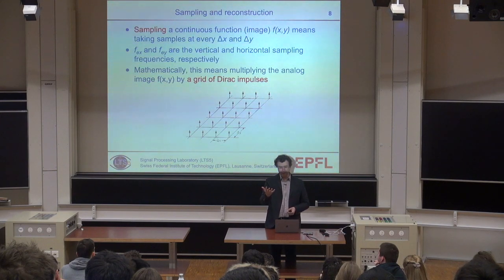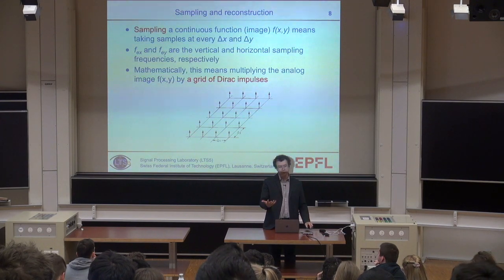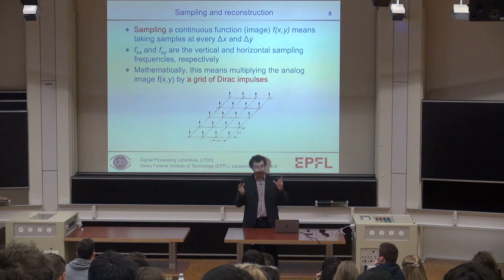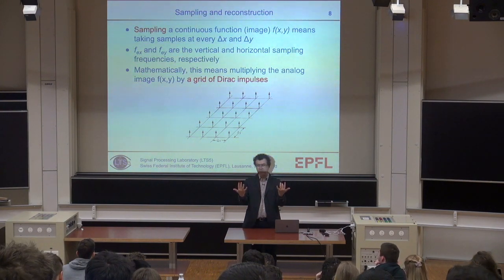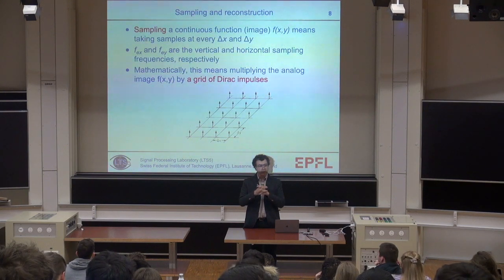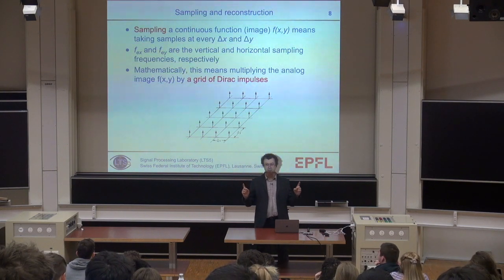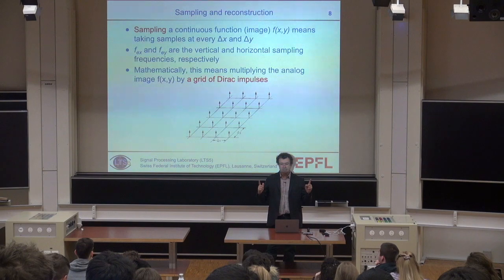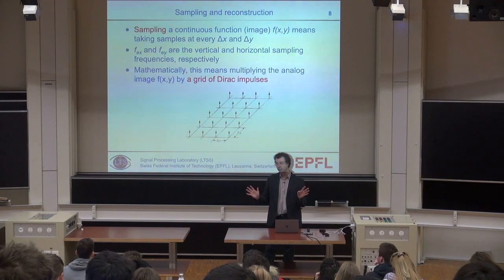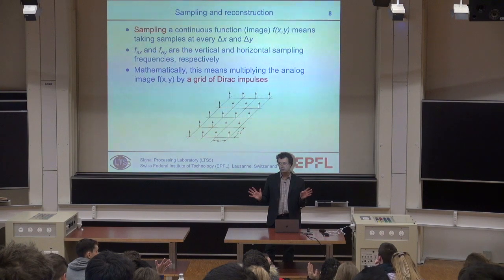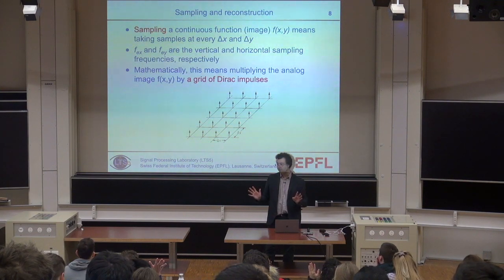So if you sample a signal, what do you do? Mathematically, sampling a signal means multiplying it by a grid of Dirac impulses, right? You all remember that? In 1D, the mathematical formulation of a sampling process is a multiplication by a periodic series of Dirac. Everybody is familiar with that? Who is not familiar with that? Not at all? Sampling you have never seen?